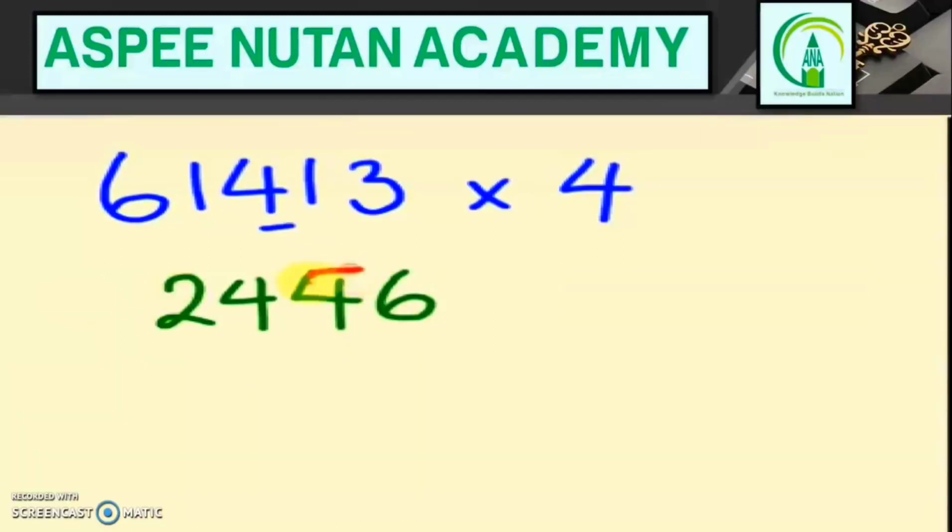4 plus 1 gives us 5. Perfect. 4 times 1 gives us 4. And finally 4 times 3 gives us 12. And again it will be regrouped. 4 plus 1, 5. Did you get this right? 2,45,652.